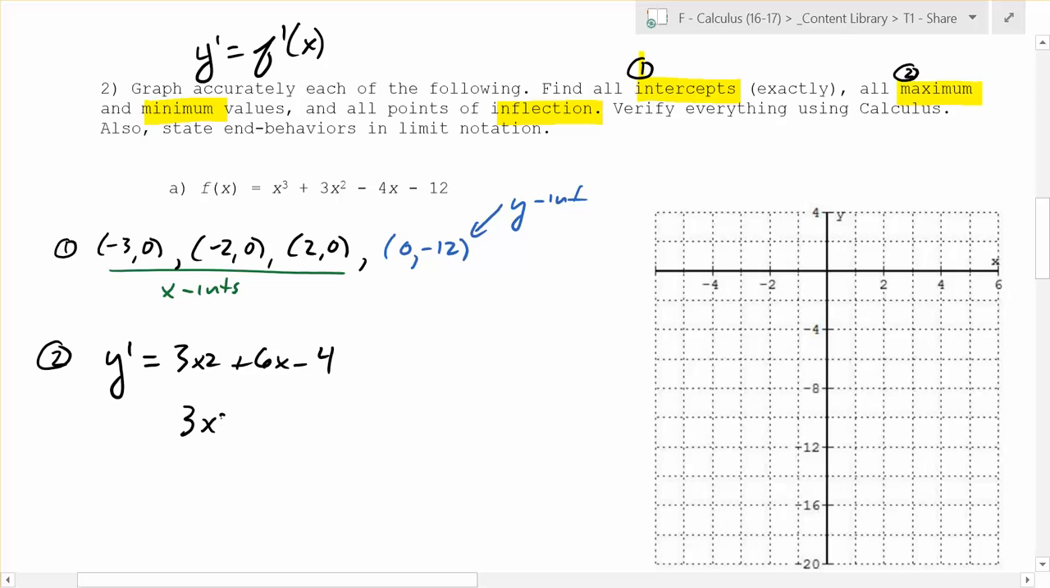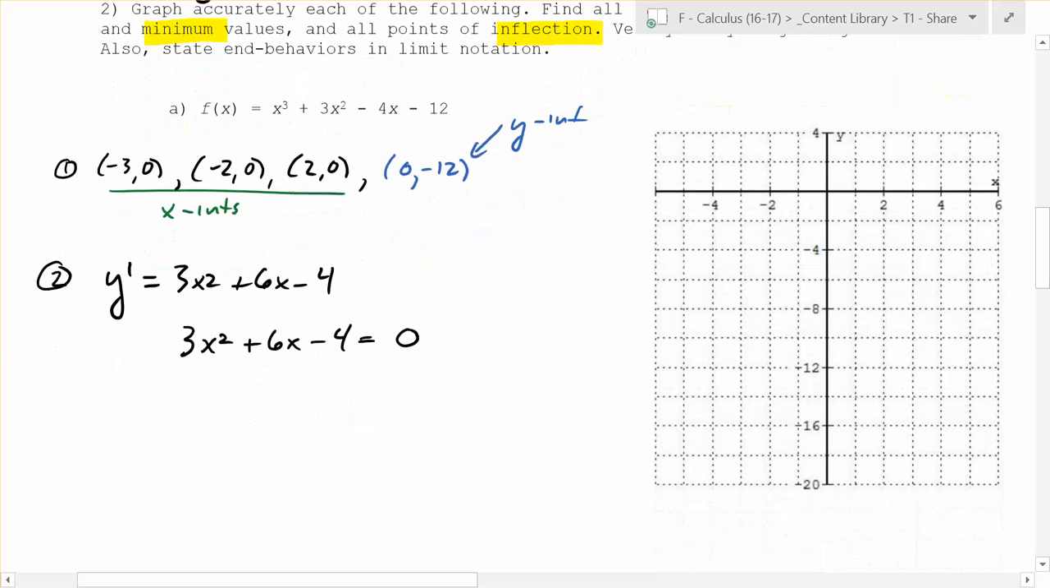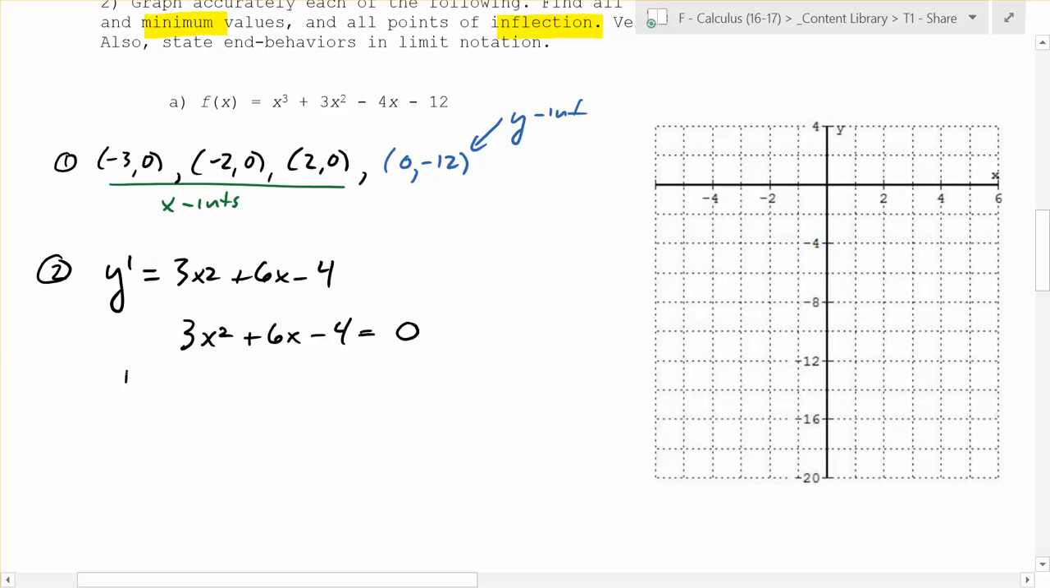So you have 3x squared plus 6x minus 4 is equal to 0. And you hope that that's nicely factorable. Is it? No, it's not nicely factorable. So what do you have to do? Do the discriminant first. B squared minus 4ac.